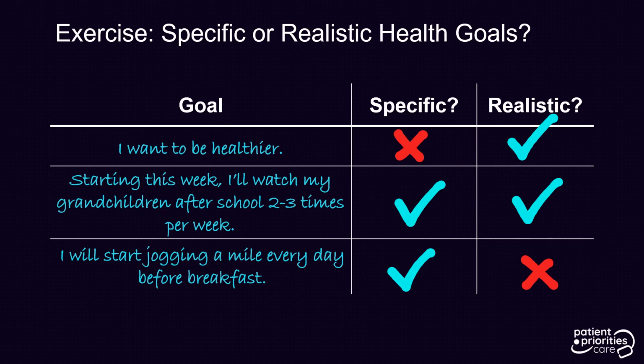What if someone says, starting this week, I'll watch my grandchildren after school 2 to 3 times a week? Is that specific? Yes. This is a precise activity with a specific frequency and time frame. What about realistic? It sounds like it, but also it depends where they're starting from. If they were already watching them once a week, but want to increase it, then maybe that is not a big jump. But if they haven't watched them in the last 3 months at all, then that might be too much to start with.